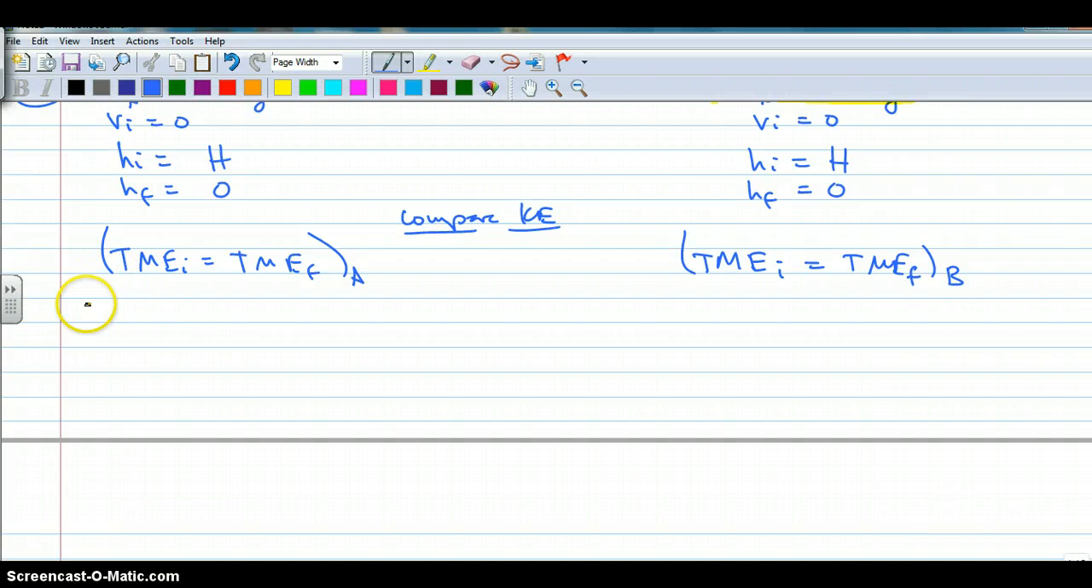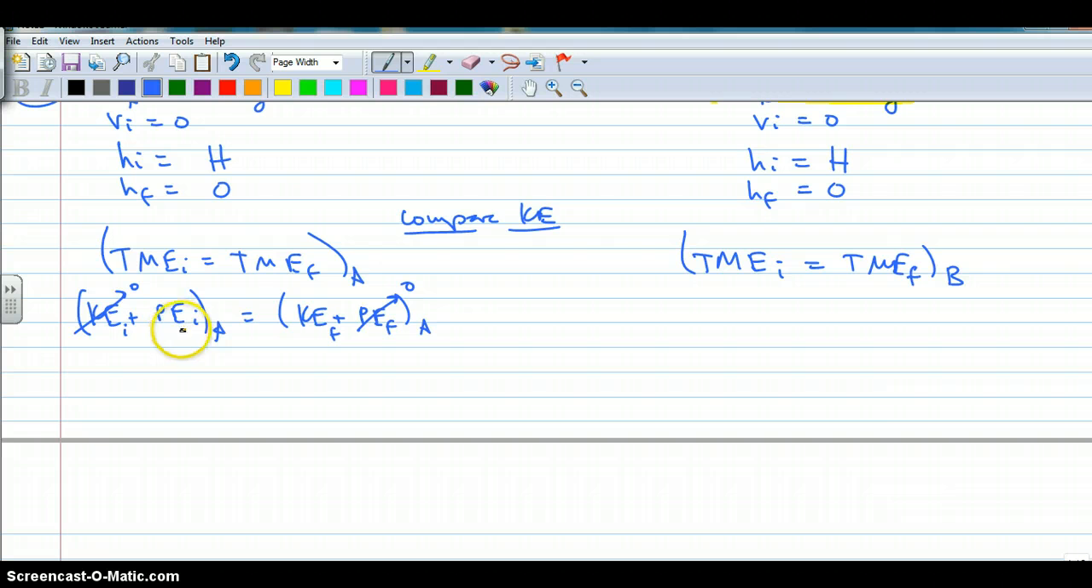If TME is equal to KE plus PE, and that's going to be the initial situation, and this is all for A, and this equals the KE plus PE final, also A. Again, we're keeping A separate from B until the very end. Well, since it starts from rest, this is 0, and since it's going to land on the ground, we're going to say this is 0.